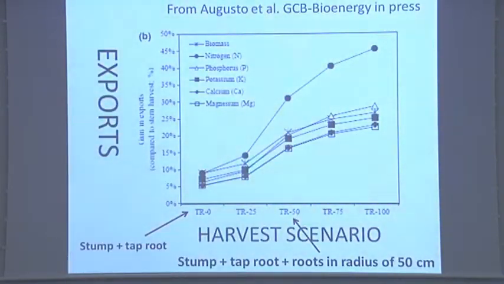The second example is a bit similar. We have stump and tap roots on this side, and the figures 25, 50, 75, and 100 are a radius around the taproot that the machine will take out. So the 50 here will say stump and taproot and roots in a radius of 50 centimeters. And this is the gain of exports. And again, we have a biomass that is somewhere hidden in the middle.